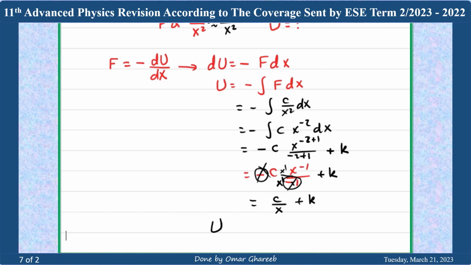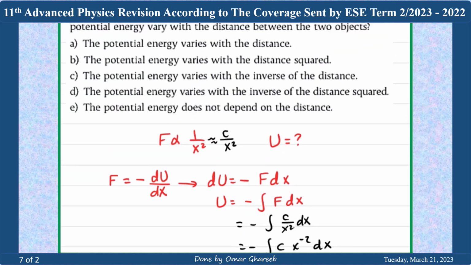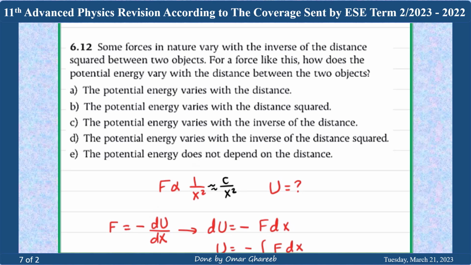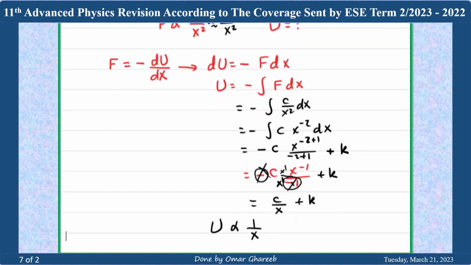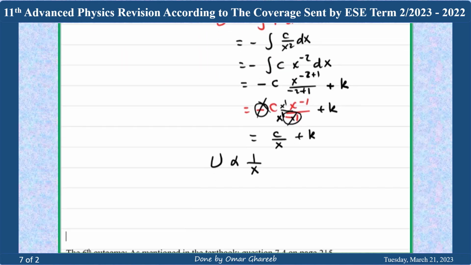So U is proportional to 1 over x, the inverse of the displacement or the distance. So the correct answer is that the potential energy varies with the inverse of the distance. It is C. This is our question.